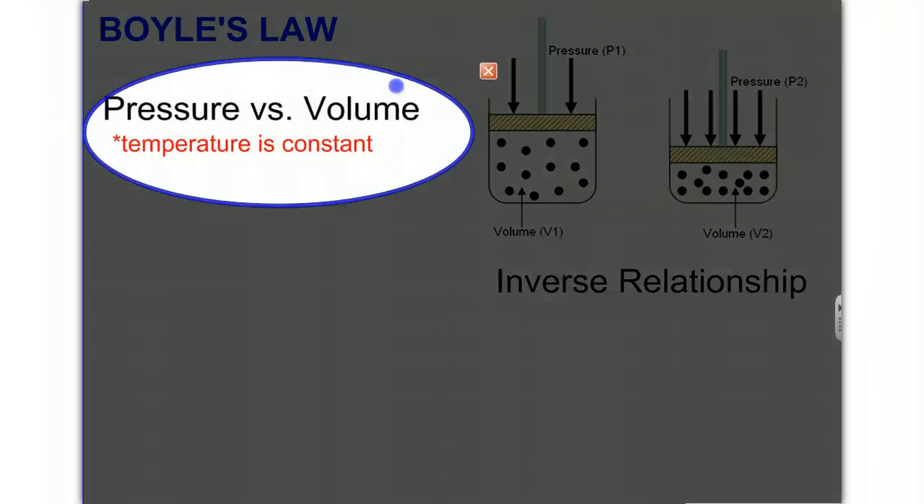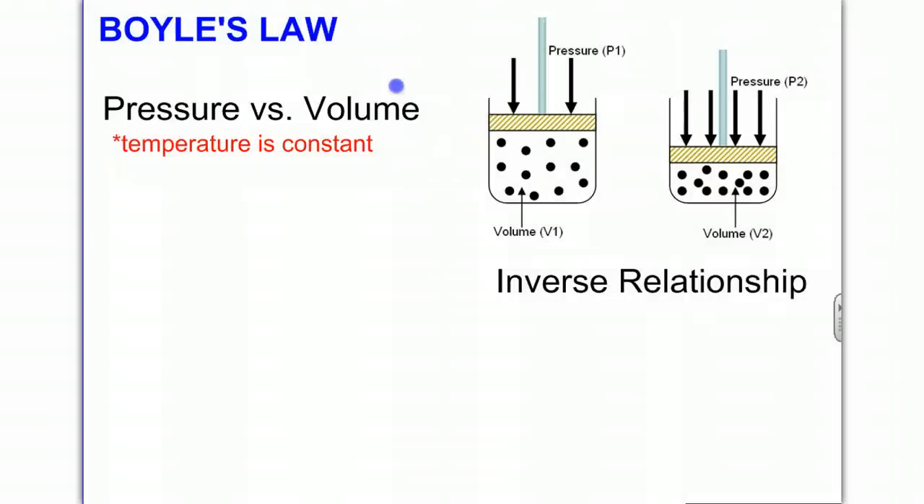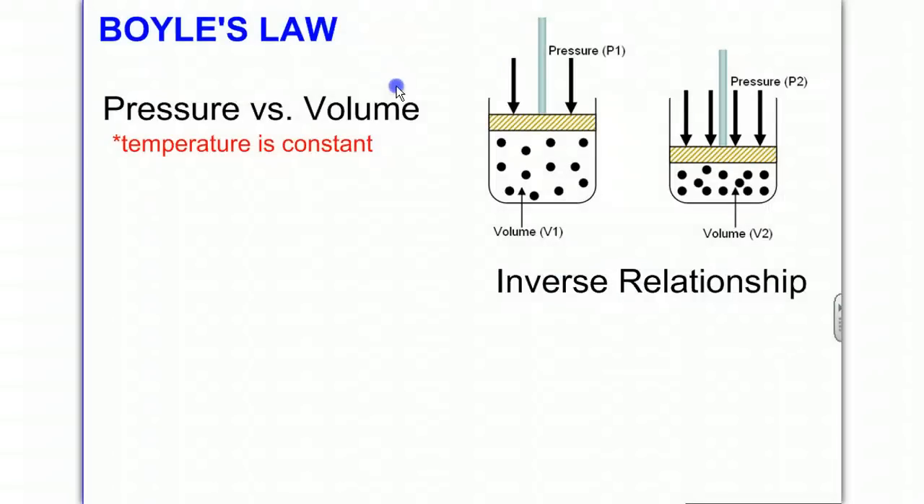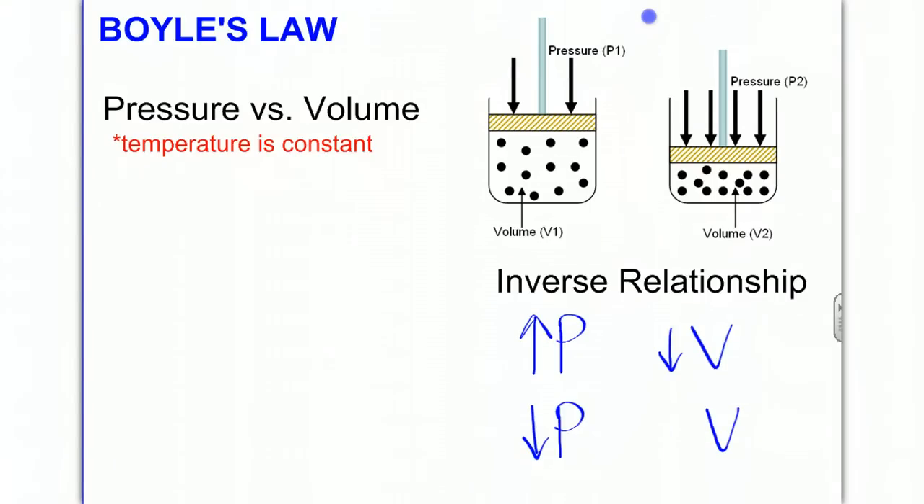So pressure and volume are the only factors in Boyle's law. The relationship between pressure and volume is an inverse relationship. This means that as one increases, the other will do the opposite and decrease. So if we have pressure and volume, an increase of pressure would cause a decrease in volume, or the opposite, if we decrease pressure, that would cause an increase in volume. And that's an inverse relationship.